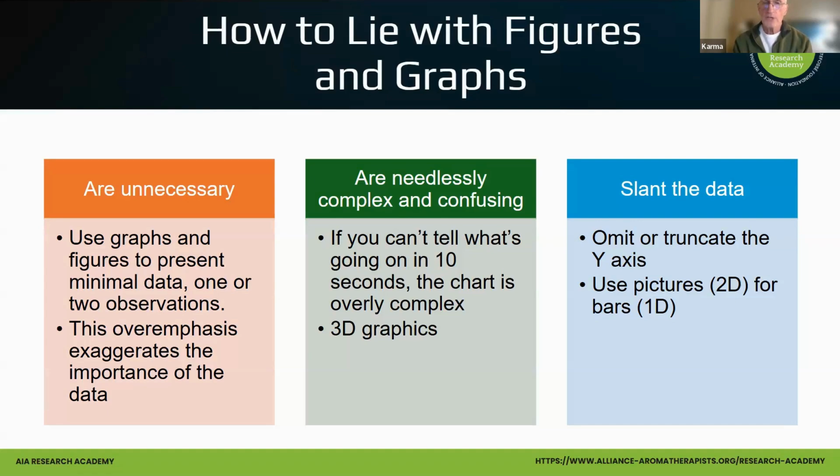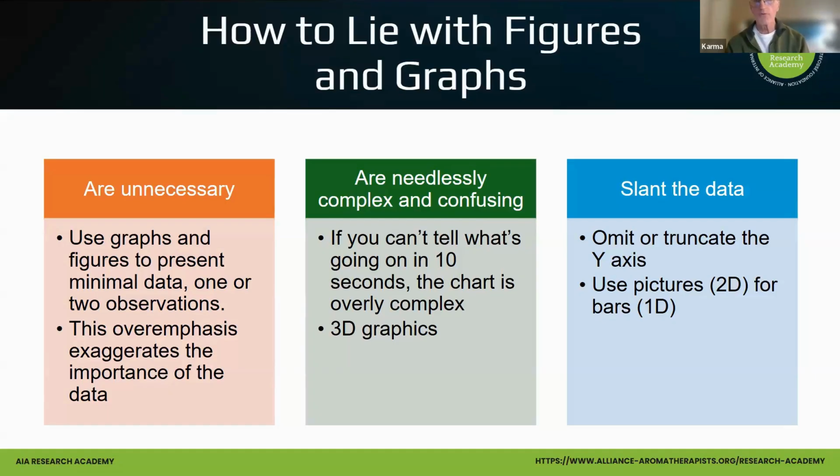Okay, complex and confusing. If you can't tell what's going on in 10 seconds, the chart is overly complex. The other way that people make it complex and confusing is to use 3D graphics. That is, almost all graphs can be shown in 2D, which is like a plane, like a graph. If they start putting 3D graphs in, what is that other dimension? What does it mean?